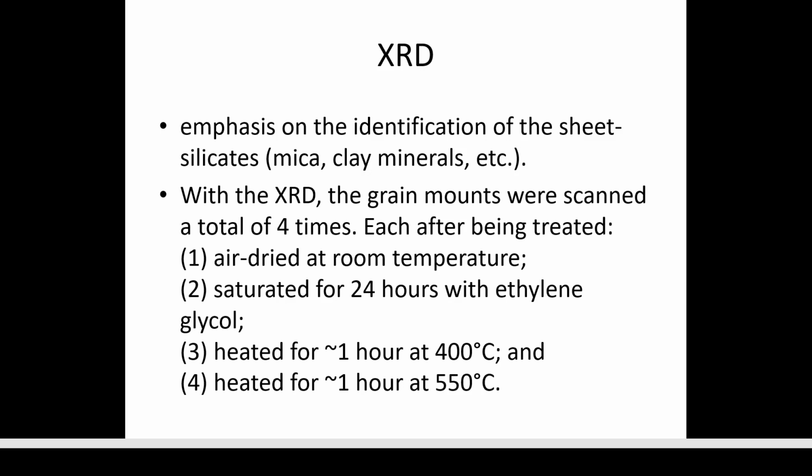After this, they are saturated for 24 hours within ethylene glycol. This was done to allow for the clays to glycolate, which then we're able to identify with different peak changes. After that, the samples were heated for 1 hour at 400 degrees, which allowed for the dehydration of specific minerals. And finally, they were heated for 1 hour at 550 degrees, which is further dehydration of these clay minerals.